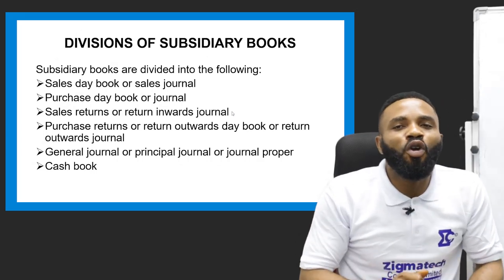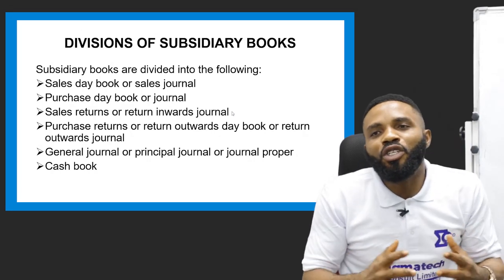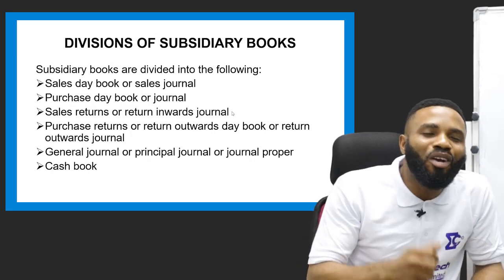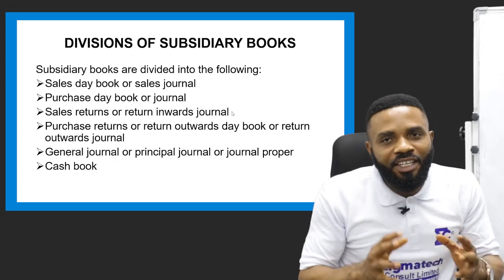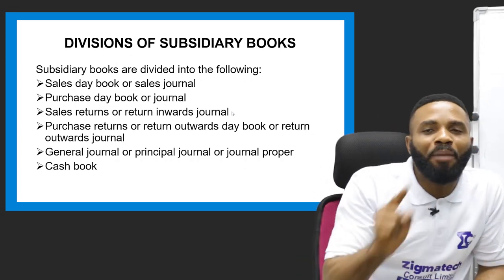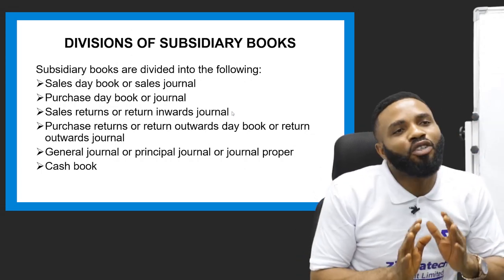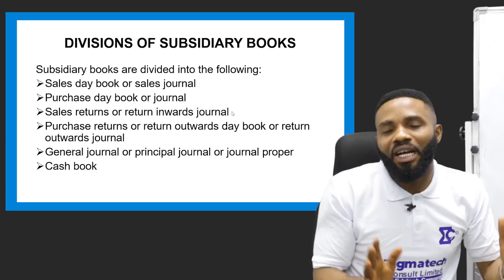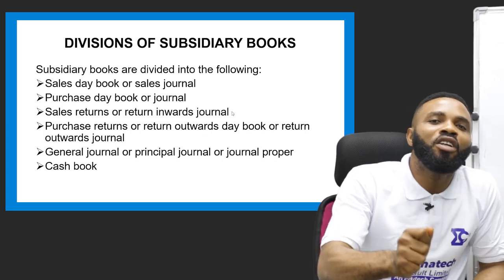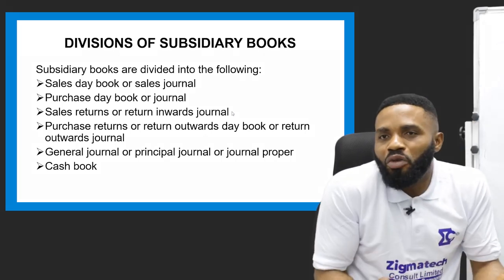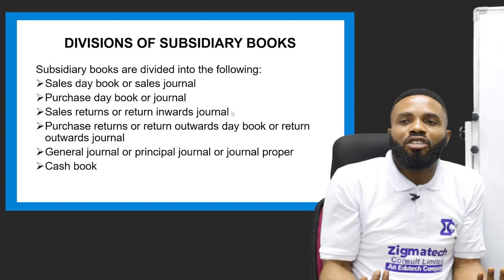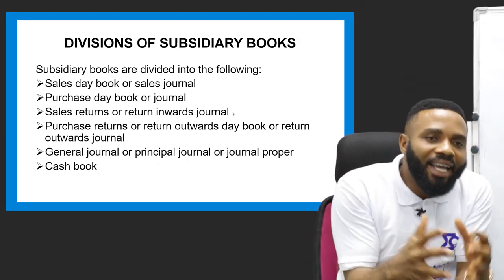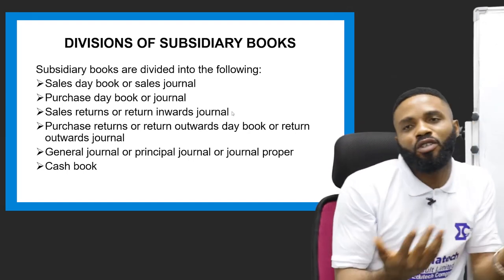And then the next one is purchase returns, or return outwards day book or return outwards journals. What happened to Peter must happen to Paul in accounting, because a transaction is always between two parties. As your customers are returning goods to you, you may not consume them because you received them from your customers. What you do is to package them and return them to your supplier.